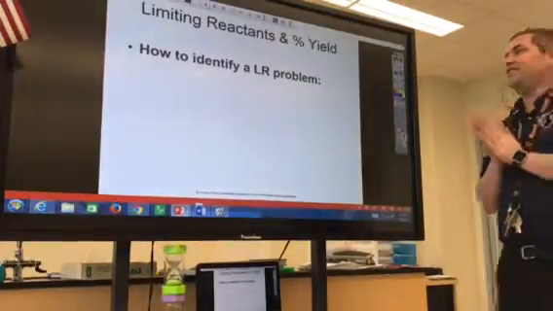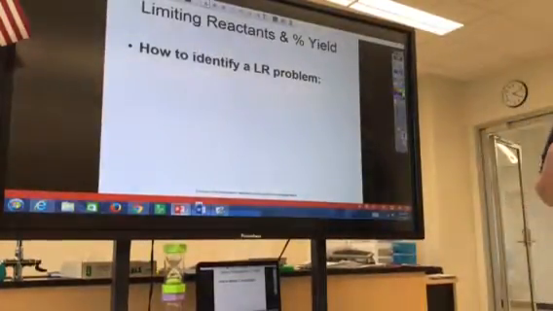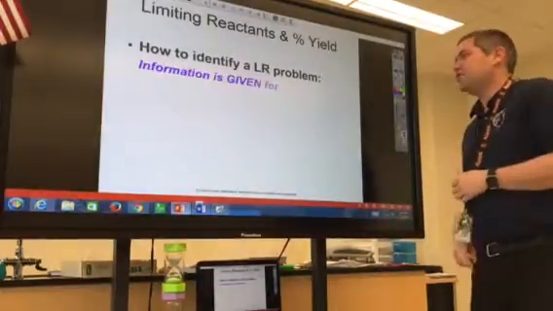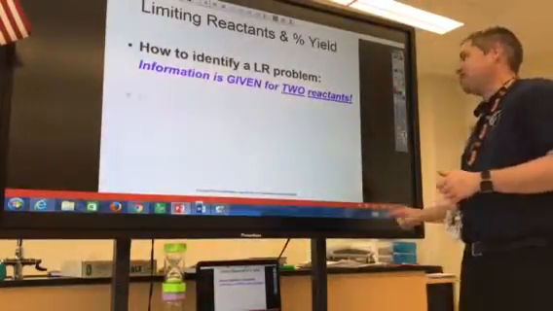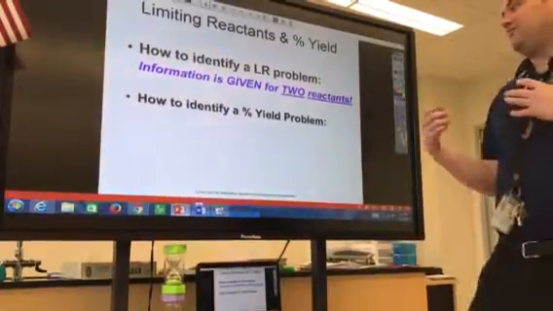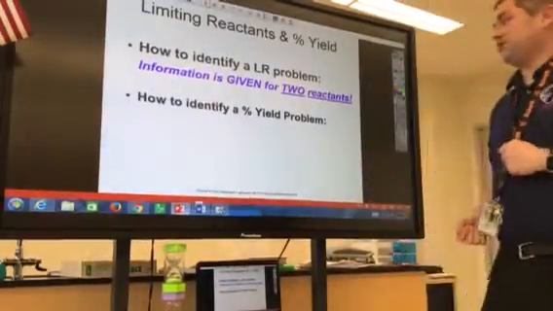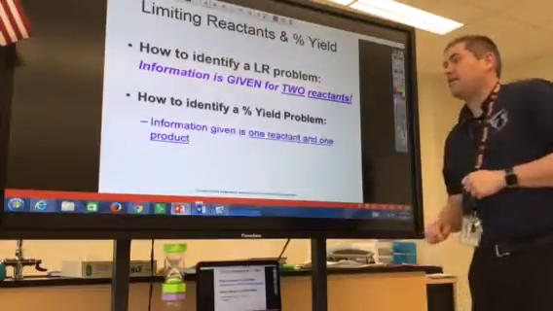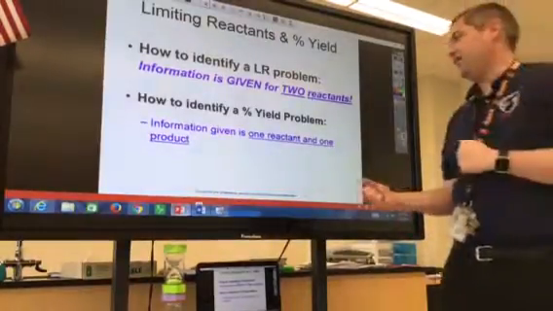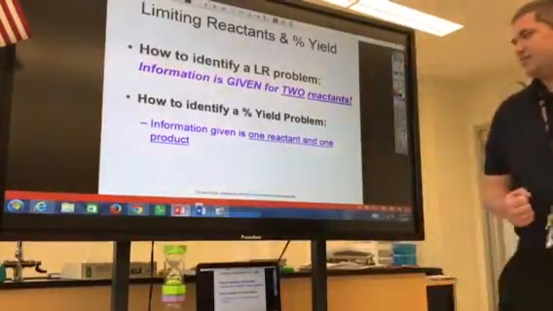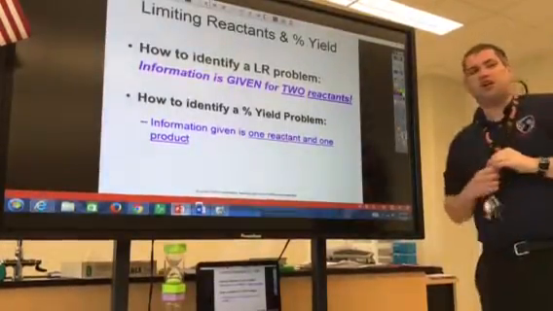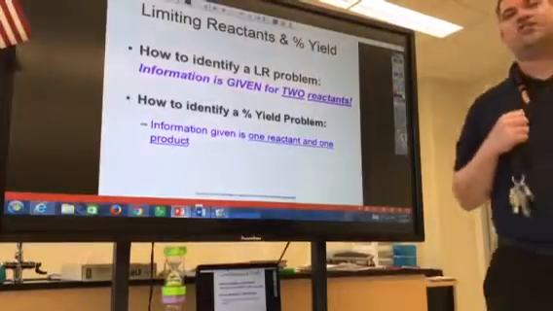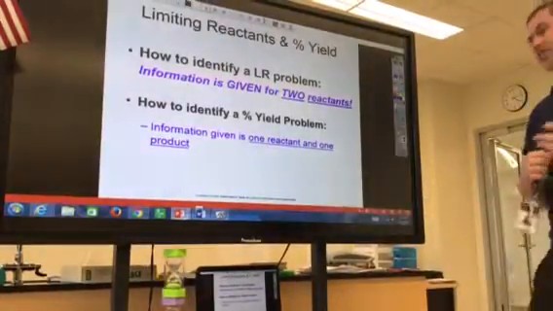How to identify a limiting reagent problem, just a refresher: the information is given for 2 reagents. How to identify the percent yield problem: information is given for 1 reactant, which is the reagent side of the equation, and 1 product, so you know how much you actually are calculating.